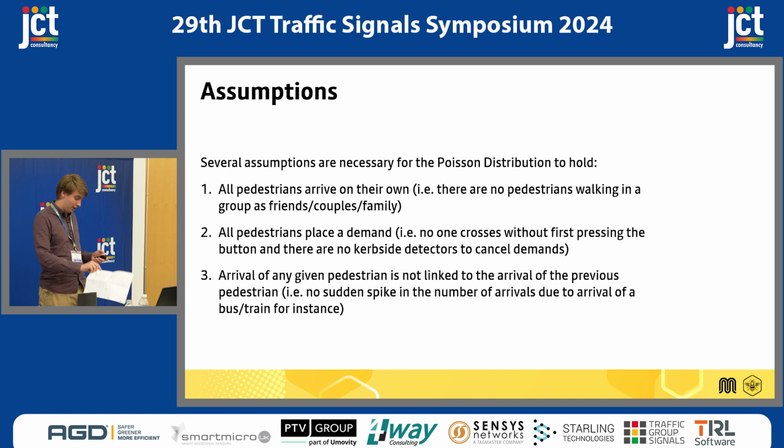Before we go into the actual equation, there are a couple of assumptions inherent within a Poisson distribution, three that I want to highlight within this scenario. The first is that every pedestrian has to arrive on their own, so you're not getting any people walking in groups. The second assumption is that every pedestrian places a demand, so you've not got anyone crossing without first pressing the button, and you also have no kerbside cancelling of demands. And the final assumption is that the arrival of any one pedestrian isn't linked to the arrival of the previous pedestrian, so you've not got a sudden spike due to the arrival of a bus or something.